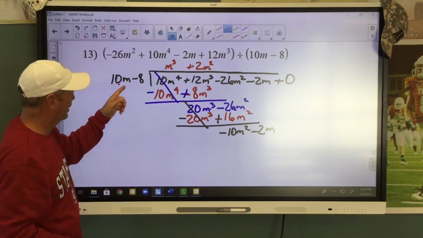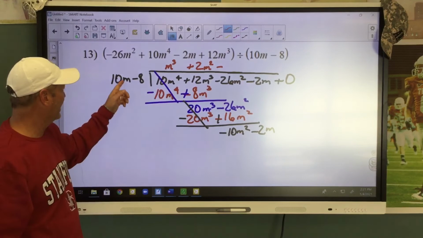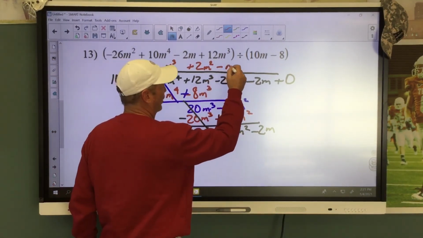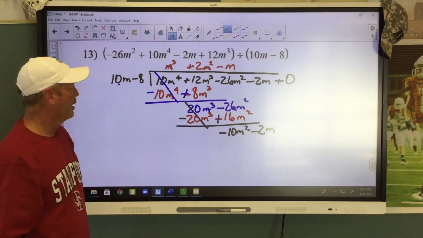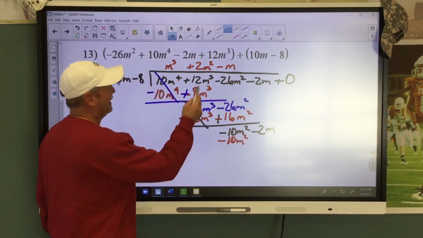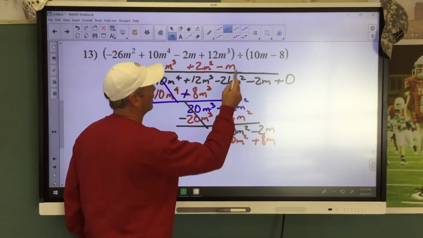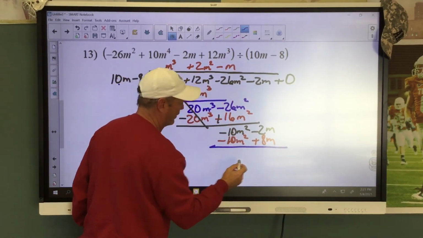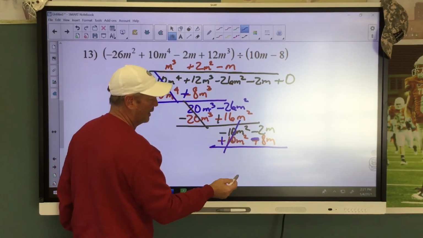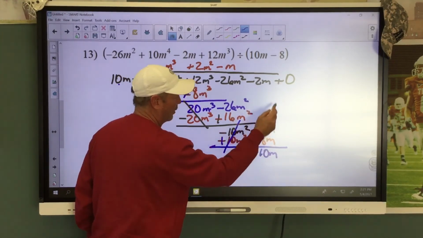I want this to match that. So I'm going to multiply times a negative. I need to get to m squared. So I'm going to multiply times m. Now you can put it as 1m or just an m. That will give me negative 10m squared. Negative m times negative 8 is a positive 8m. We're drawing a line. We're changing both signs. This cancels. Negative 2 and a negative 8 is a negative 10m plus 0.